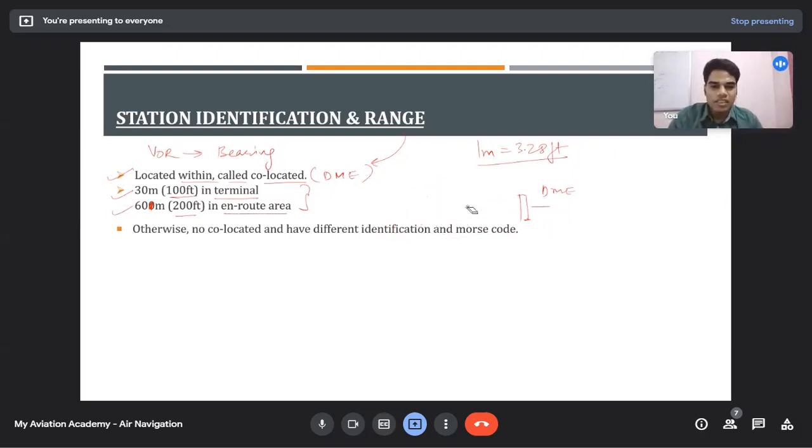Not that much asked in the exams also. DGCA, I don't think they even know this. I mean, they must be knowing this, sorry.